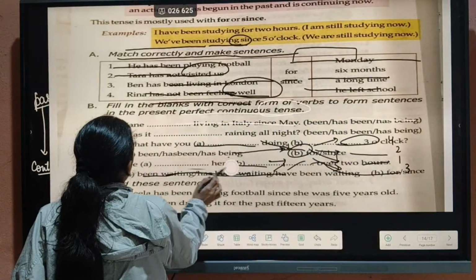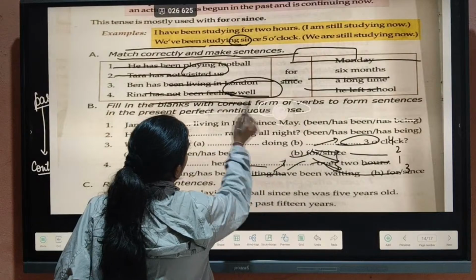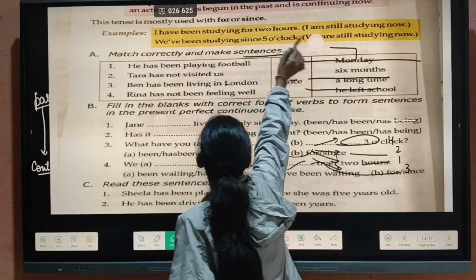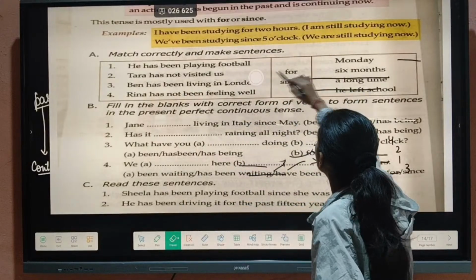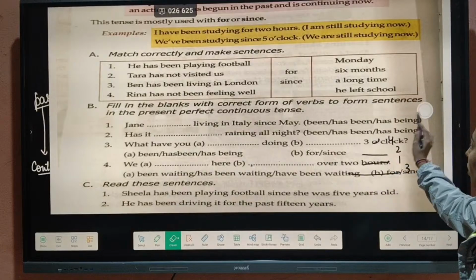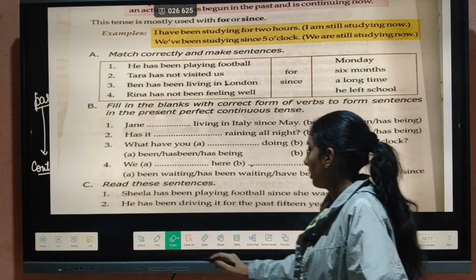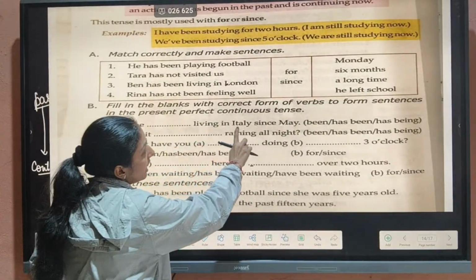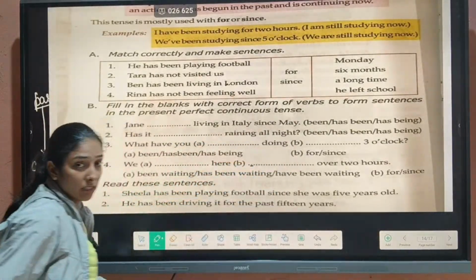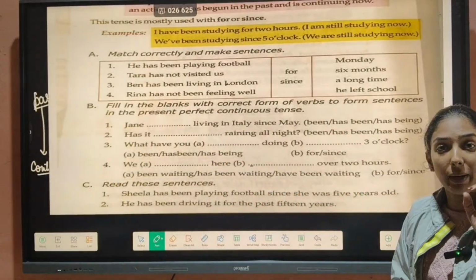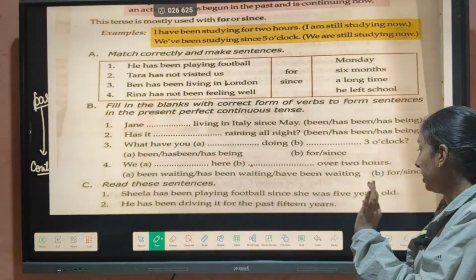In next, you have to fill in the blanks with the correct forms of the verbs to form the sentences in the present perfect continuous tense. Okay, some options are given in the bracket. You have to fill them correctly. See the first one, Jane dash living in Italy since May. Okay, so what option should come here for present perfect continuous?